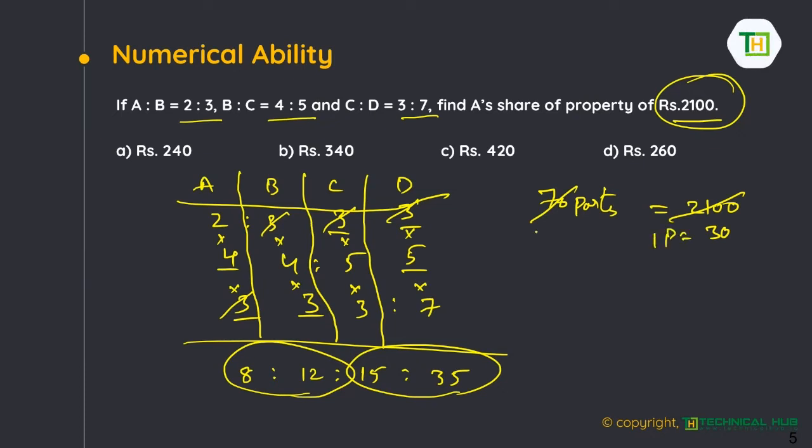Now the question is asking, what is A's share? A is having 8 parts, and one part is equal to 30. So 8 parts is 8 into 30, which is 240 rupees. That is the answer.